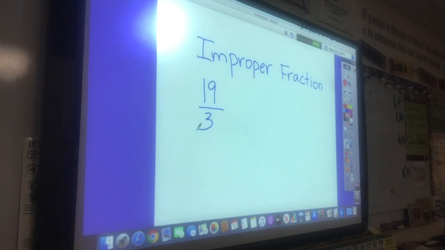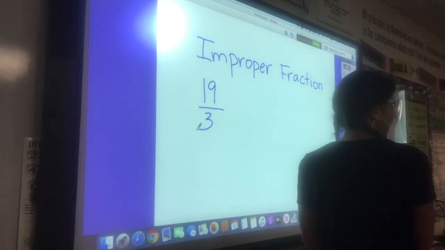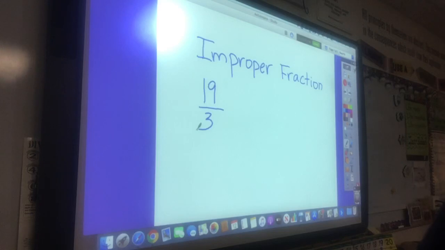Sometimes improper fractions can actually be whole numbers. What if I had 18/3? That would be a whole number, because what is 18 divided by 3? If I had 18/3, that would be what, Brock? 6 wholes. Yeah, it'd be 6. But 19/3 is not a whole number because we know the 3 doesn't go into 19 easily.